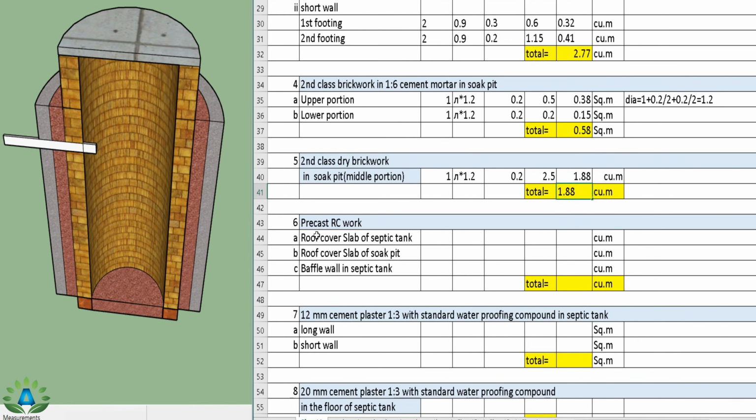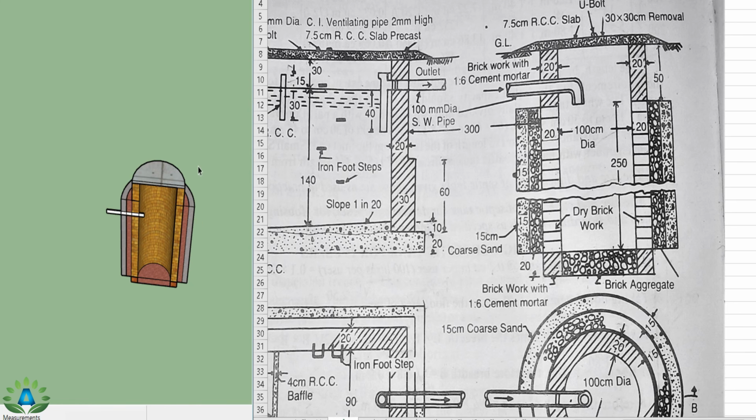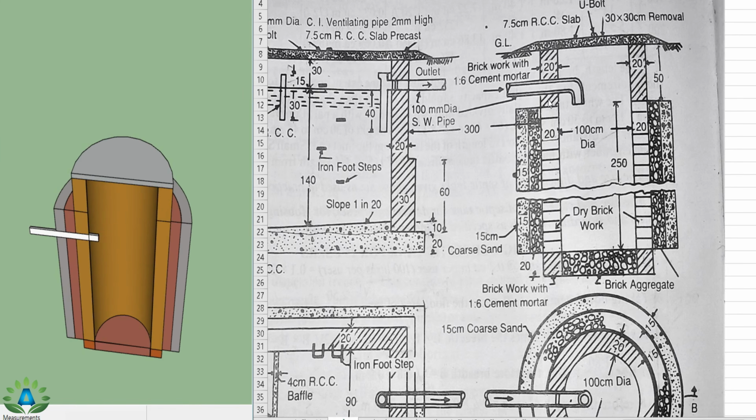Now we are going to do this RCC work for this soak pit and the septic tank, and we have this RCC work in this upper portion, that means this roof cover. That means this roof cover is our RCC portion. Here we can clearly see this is 7.5 centimeter RCC slab.